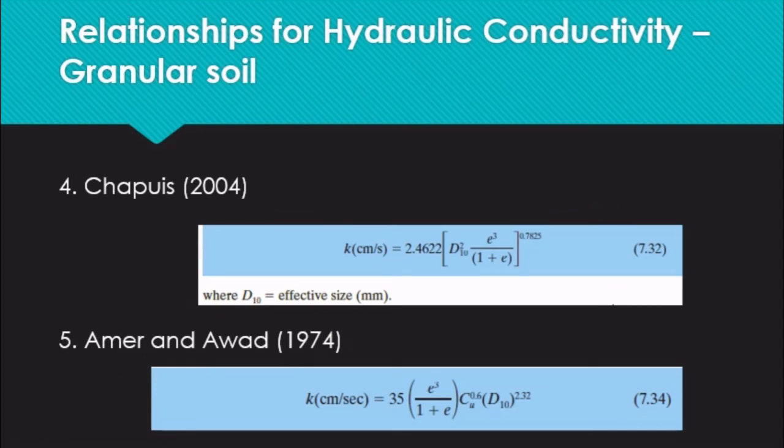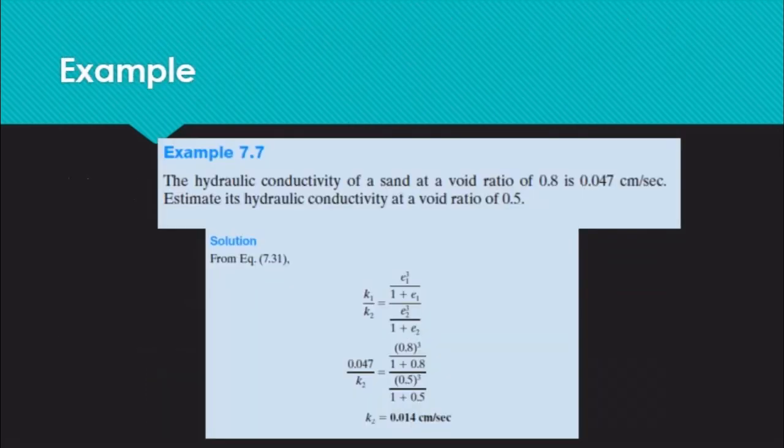So, ito si Chapuis in 2004. 2.4622 multiplied by effective size din, void ratio din, and then meron lang siyang constant na in-introduce, 0.7825. And then si Amer and Awad in 1974, so yun din, e cubed over 1 plus e. Then meron kang effective grain size, and then may Cu, then may constant. So let's try an example.